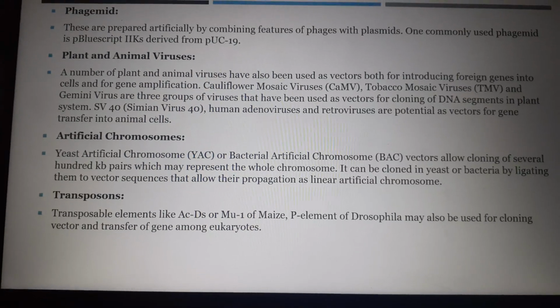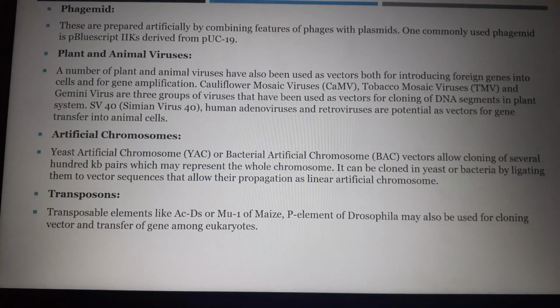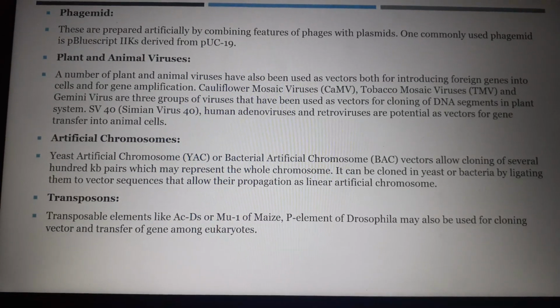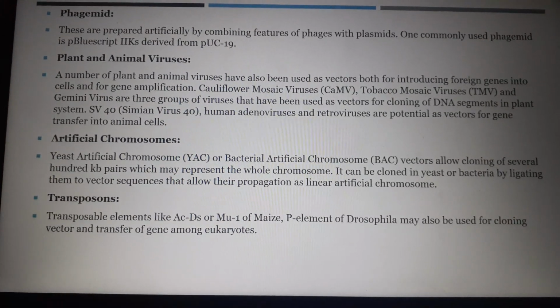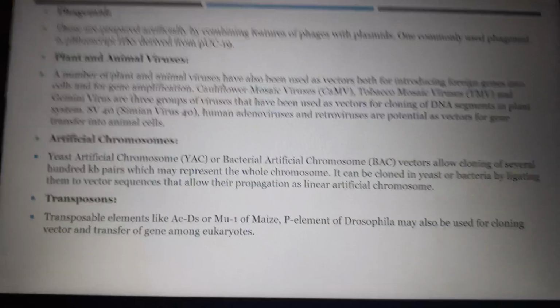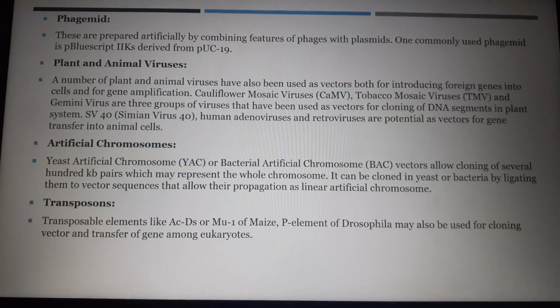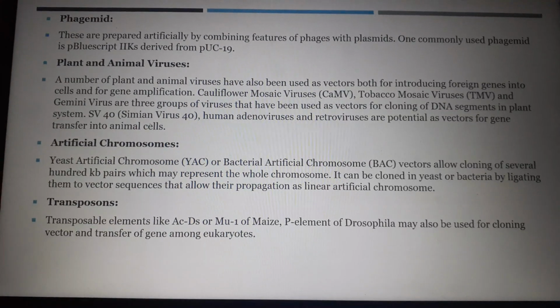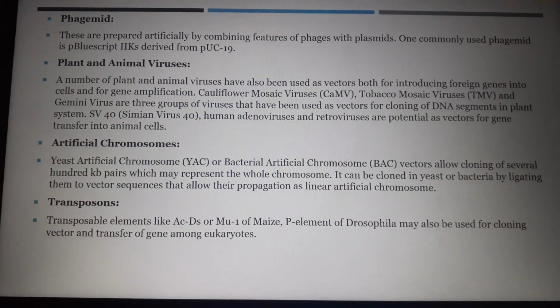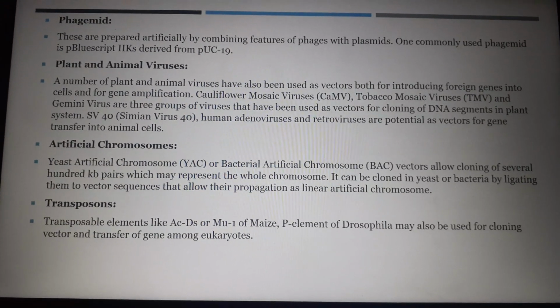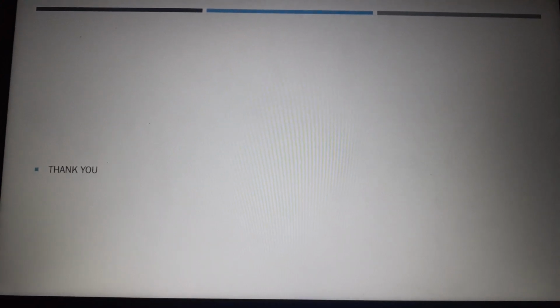And artificial chromosomes, or bacterial artificial chromosomes, can also act as vectors for cloning several hundred kilo base pairs, which may represent a whole chromosome. It can be cloned in yeast or bacteria by ligating them into the vector sequences. And transposons. We learned about transposons, which carry genes from one place to another, which changes the genes. So transposons also act as vectors. So thank you guys.